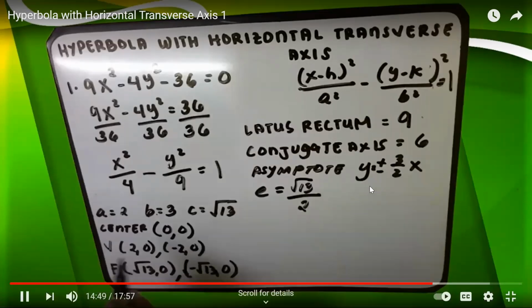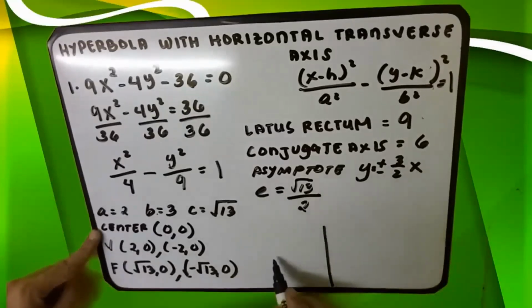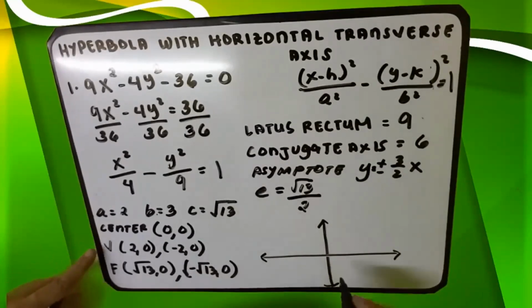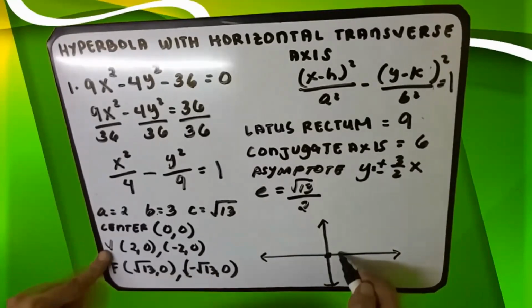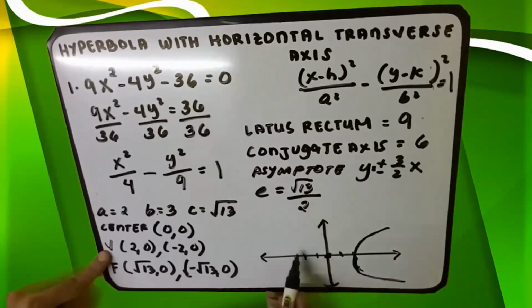Ggrapihin natin to, mag-start tayo sa center. So ito yung graph, y-axis and x-axis. Ang center niya ay 0. Ang vertices niya ay 2, 0, and negative 2, 0. So ito yung vertices. Pero nakadepende pa to sa Lattice Rectum.